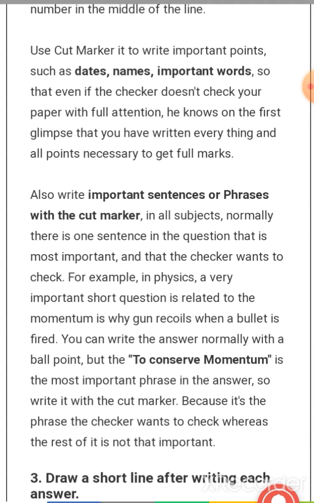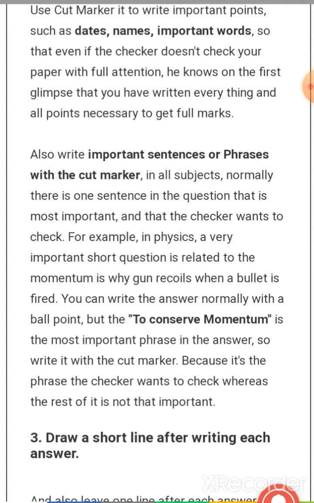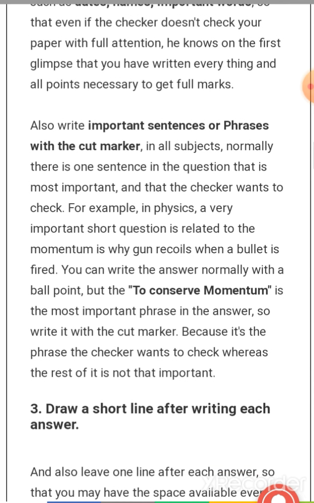In all subjects, normally there is one sentence in the question that is most important and that the checker wants to check. For example, in physics, a very important short question is related to momentum: why does a gun recoil when a bullet is fired? You can write the answer normally with a ballpoint, but "to conserve momentum" is the most important phrase in the answer. So write it with the cut marker, because it's the phrase the checker wants to check, whereas the rest of it is not that important.